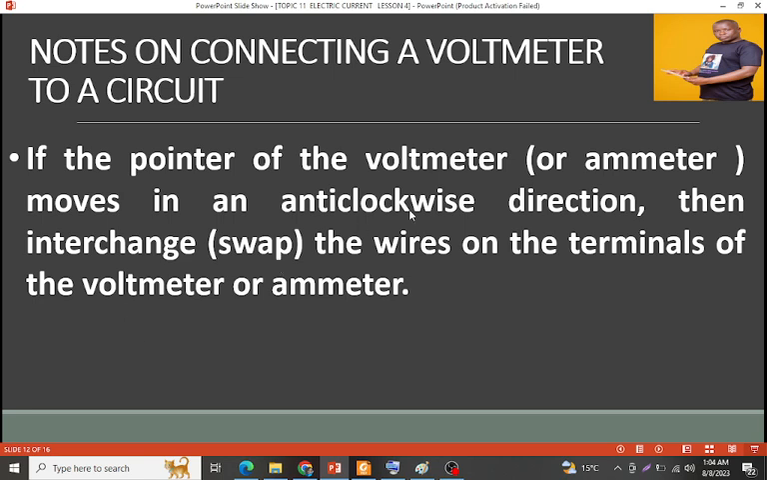In a direction opposite to the direction of the arms of a clock, anti-clockwise, meaning to the left, then all you have to do is to swap the wires on the terminals of the voltmeter or ammeter. Then you should be able to see the pointer moving in a clockwise direction so that you can take a reading. If it moves to the left or anti-clockwise, simply interchange or swap the wires.